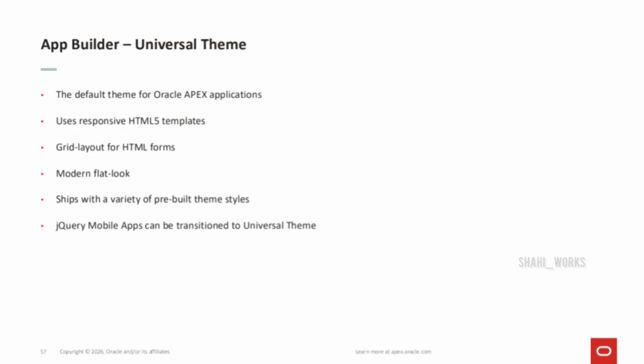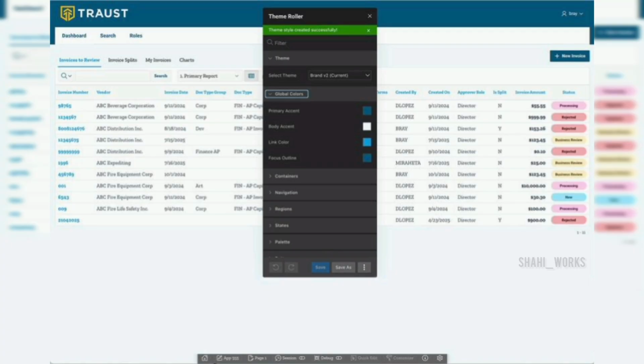Next is universal theme. Universal theme means it is for the whole application. So at the bottom you can see the home, the app page, session, debug, quick edit, customize. This is the developer toolbar. So if you click on the customize, the theme roller will be available. You can customize your themes for the whole application.